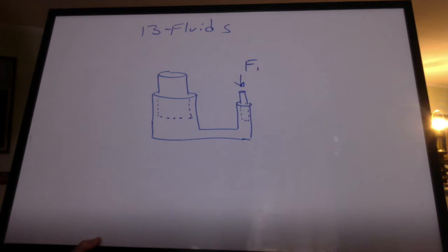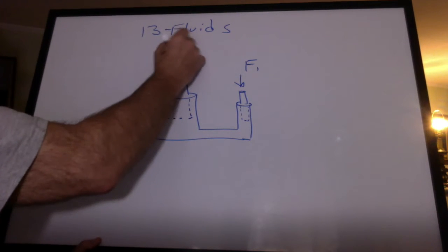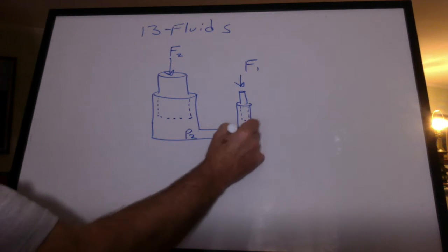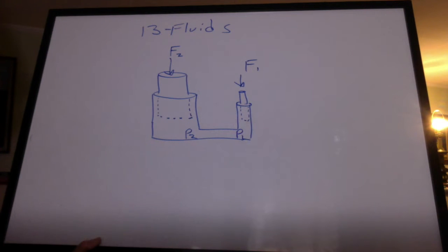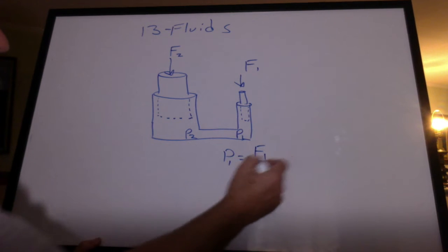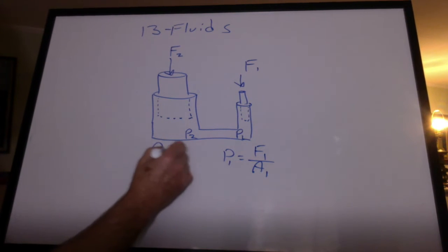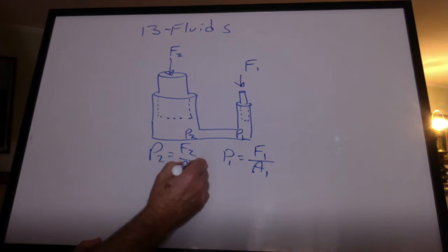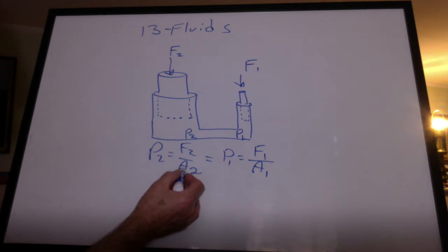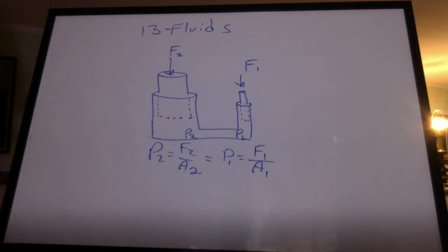If I push down with F1, how much weight can I hold up over here? Depends on the diameters of these pistons. The pressure here has got to be equal to the pressure there. It's all one fluid, the pressure is distributed like that. So we can say that the pressure is equal to force per area, and that pressure is equal to force per area. And then, of course, you can set them equal to each other because you know these pressures have to be the same. So if this area is, say, 10 times larger than this area, you'll be able to hold up 10 times the force.